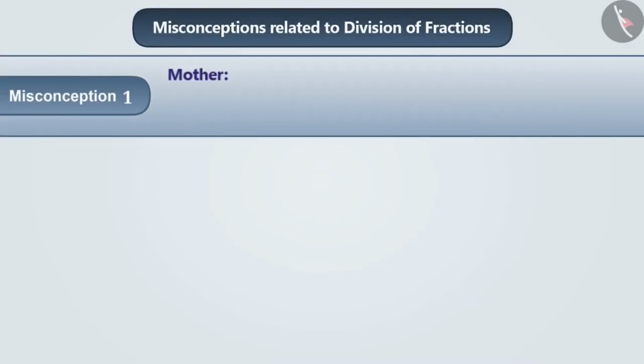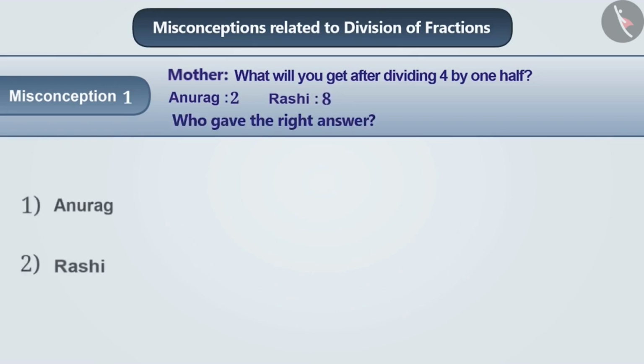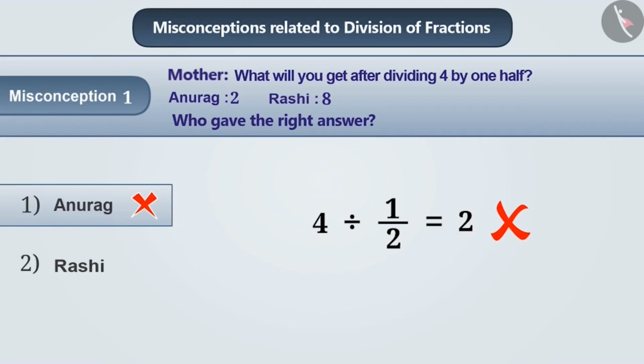Misconception 1. Mother asked the children, what will be the result of dividing 4 by a half? Anurag said 2 and Rashi said 8. So who of the two gave the right answer? Many times, children understand that division by 1/2 means making the number half. Because of this, Anurag said that the result of 4 divided by half is 2. This is wrong. So option 1 is wrong.